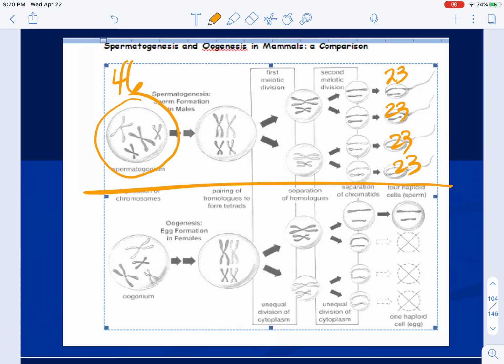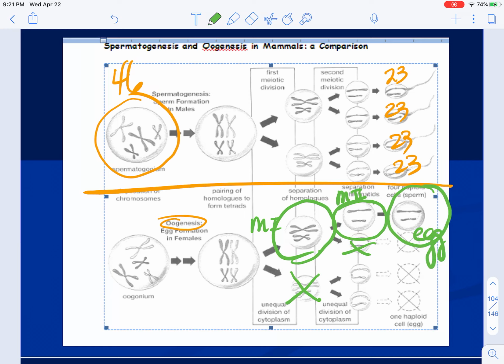Now, the difference is that when eggs are formed, first of all, the formation of eggs is happening in the ovary, and it's called oogenesis. But when oogenesis is happening, the difference here is that in the first division in meiosis 1, all of the cytoplasm goes to one egg cell, and the other one dies, and it becomes a polar body that has very little cytoplasm and can't survive. So in meiosis 2, we just have the one egg cell left that's going to undergo meiosis 2, and the same thing happens. All the cytoplasm goes to one side, and we get a second polar body.